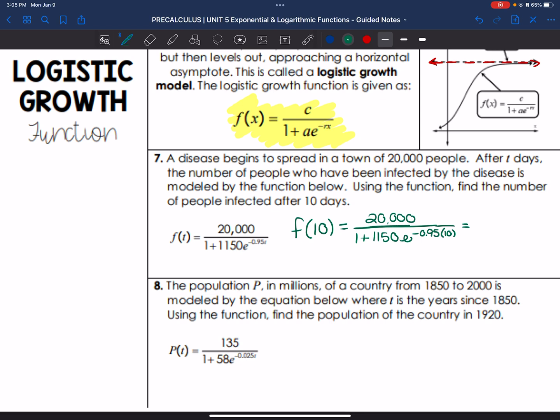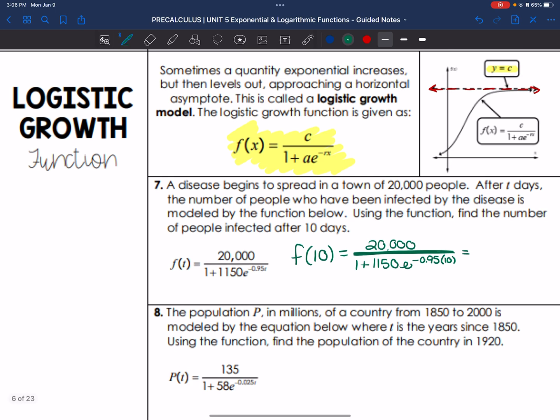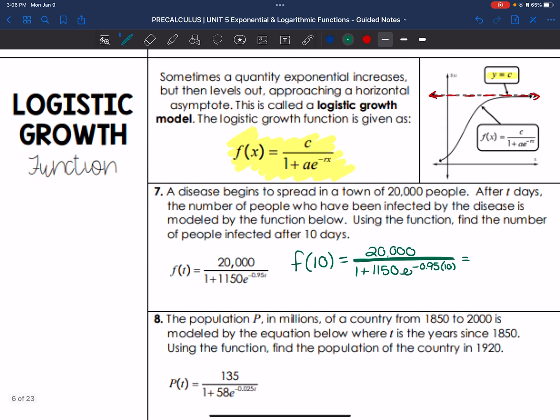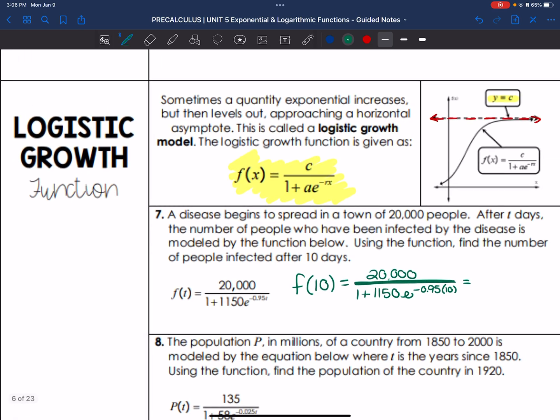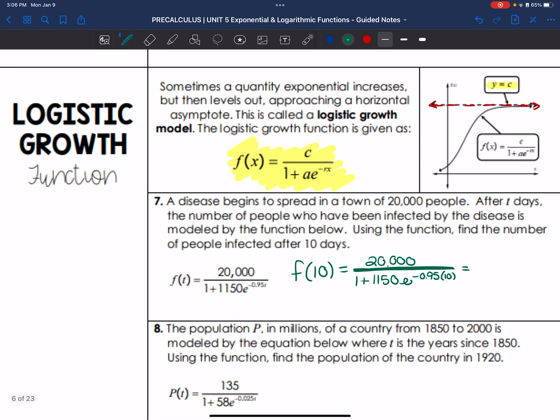So if we were able to flatten that curve and get the number of infections not to continue escalating, but to instead flatten out, you would see that this is going to simplify to the number of people being infected being about, if we round to the nearest whole person, 18,415 people.